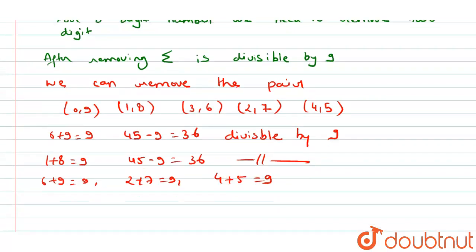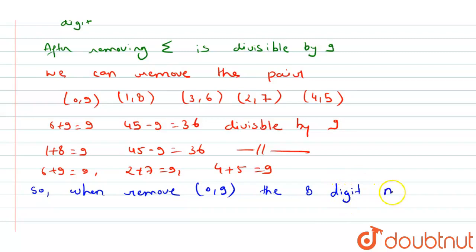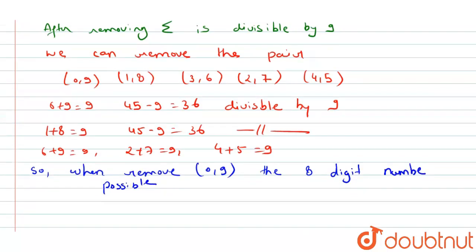So, first case: when we remove the pair 0 and 9, the number of 8-digit numbers possible. Total we have 8 digits remaining, and when we remove the pair, the total number of arrangements is 8 factorial.